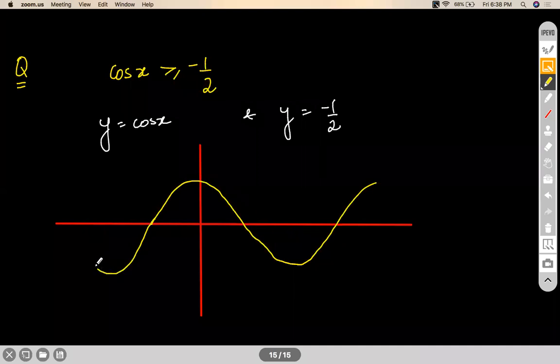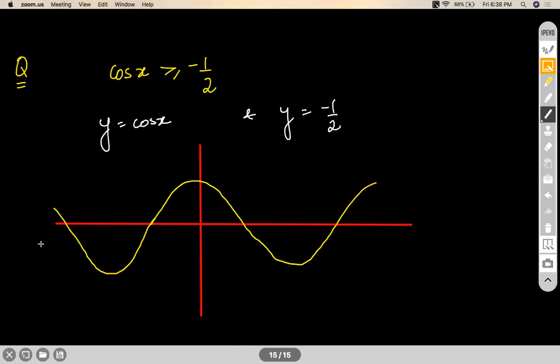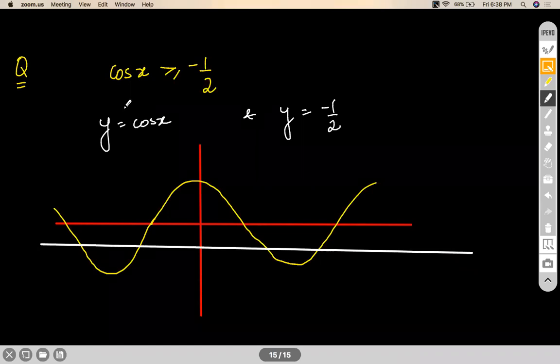Yeah, this is the graph of cos x. Now y equal to minus half will be a line which is going this way. Okay. Now when is your graph of cos x lying above the graph of minus half? So you can say, let's take a small interval over here. So it is this zone that your cos x graph is lying higher than the graph of minus half.